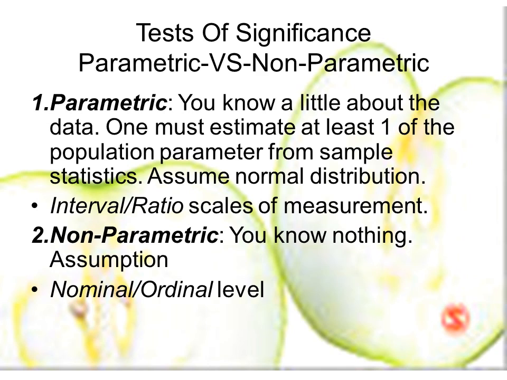So there's two types of test of significance. One is parametric and one is non-parametric. Parametric, you know a little bit about the data. One must estimate at least one of the population parameters from the sample. Always assume there's a normal distribution. Parametric tests of significance are always used for interval ratio scales, which we talked about early on.